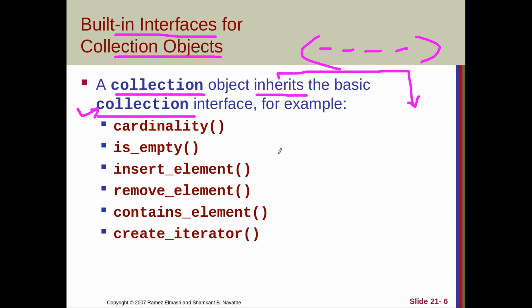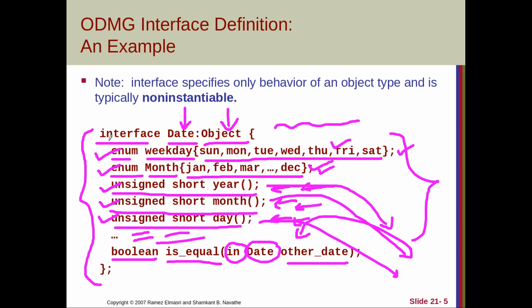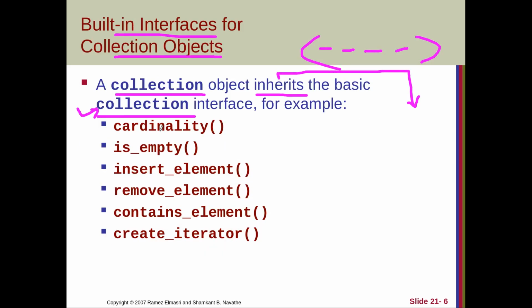While inheriting this collection interface, the operations present in the collection interface are almost like the previous structure. It will have some data declarations and operation declarations. Some of the operations present in the collection interface are given here. First one is cardinality. Cardinality defines the number of elements present in that particular collection set. Then isEmpty is used to check whether that collection group is empty or not.